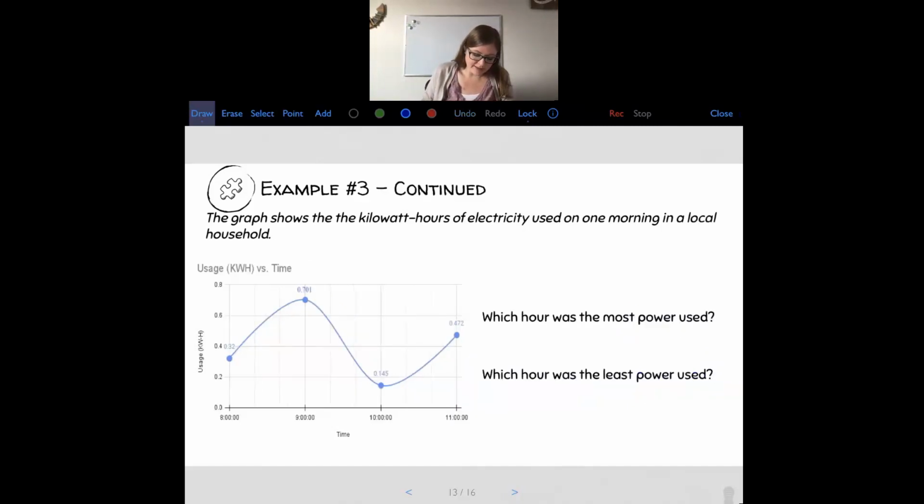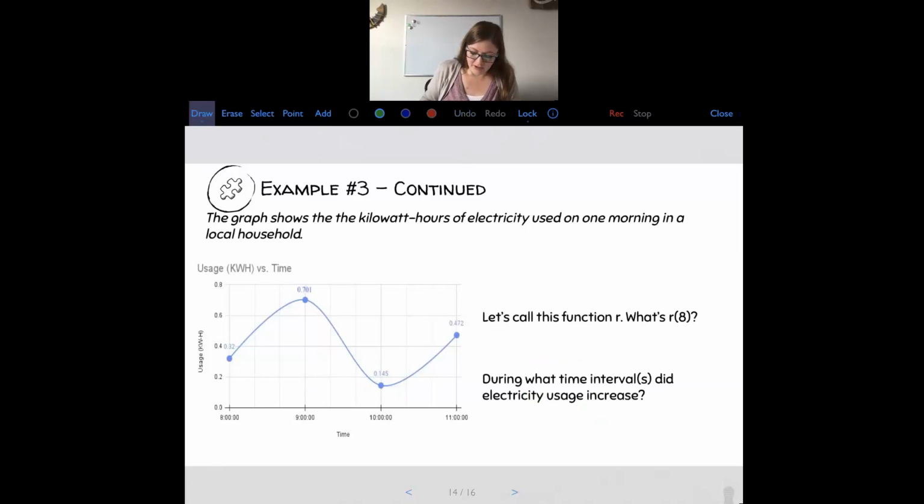Okay. Next, we are asking which hour was the most power used and which hour was the least power used. So it's talking about hours, which is our horizontal axis that represents time. So the most power was used here, and that corresponds to 9 a.m. When was the least power used? This corresponds to 10 a.m. Okay, so probably in this household, everybody's getting ready and leaves at 9 a.m. Okay, and everything shuts off, or they're not using as much electricity.